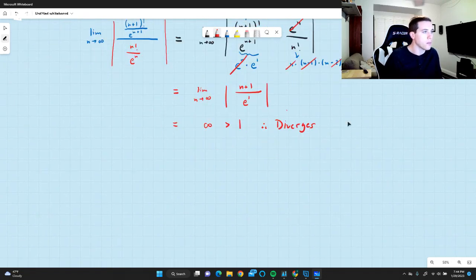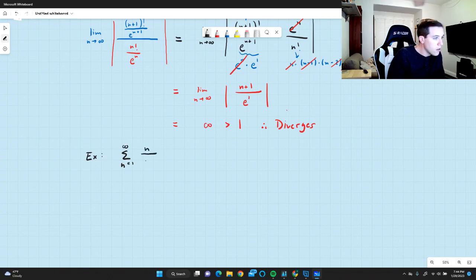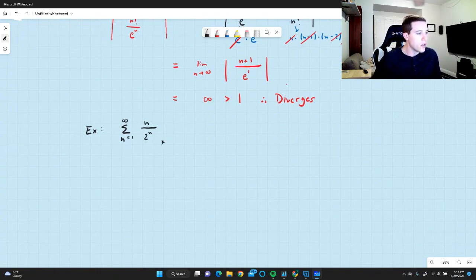All right, let's do another one. Next one. What about this one? The sum from n equals 1 to infinity of n all over 2 to the n. All right. Remember, you can't just say, oh, the bottom grows faster than the top, so this converges. No, you cannot use the test for divergence to prove convergence.